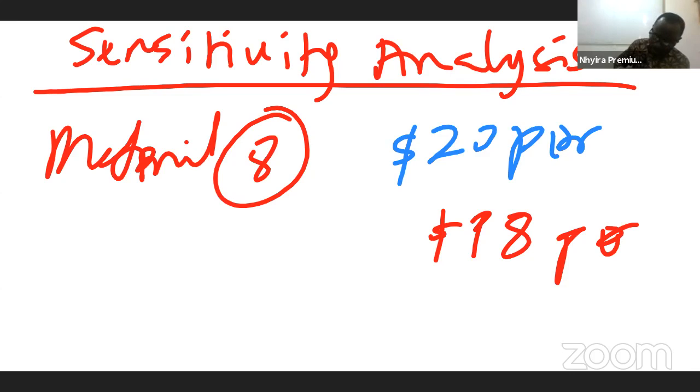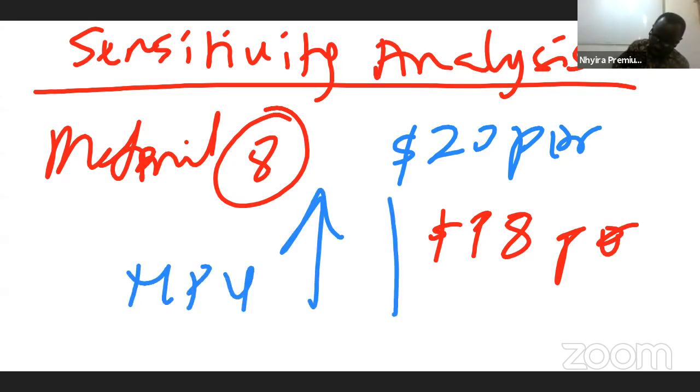So what will happen to the NPV? Will the NPV go up or come down if the selling price changes, if the sales volume changes, if the cost of capital changes, if the initial cost changes? What will be the effect of that on the NPV? That is what sensitivity analysis is about.